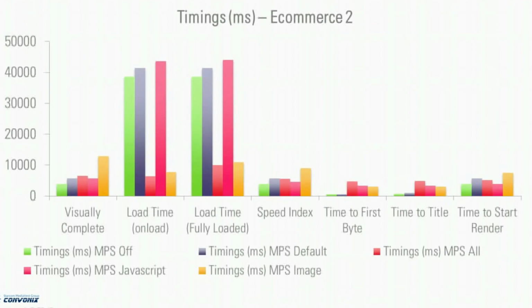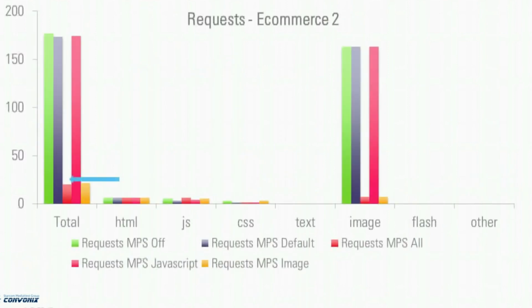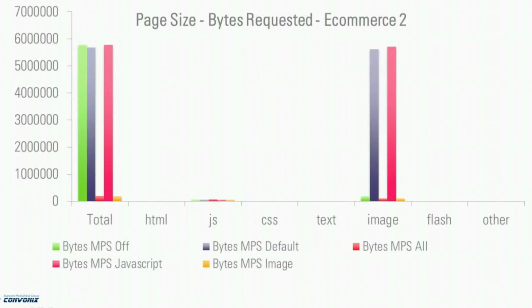Subsequently, we observed that in the e-commerce 2 test pages, the timing category metrics were being aced by all filters on, with our custom image filter on a close second. We observed that again in the request category, all filters on showed the most reduction in the number of requests, with our custom image filter on its heels close behind. But in terms of reduction of page size, our custom image filter showed the most reduction, followed by all filters on.